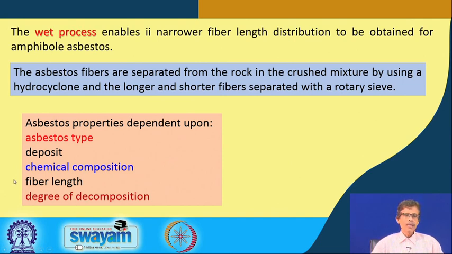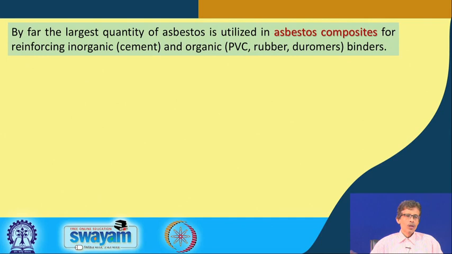Then the fiber length, as we have seen just now, the shorter length and the longer length we can separate out. So, we can use the shorter fiber length for one particular purpose and the longer one for the other purpose. Then the degree of decomposition: if we want to degrade this, if we want to get powder material out of those materials, it can also depend on the strength of that particular material and how quickly we can degrade it for our use.